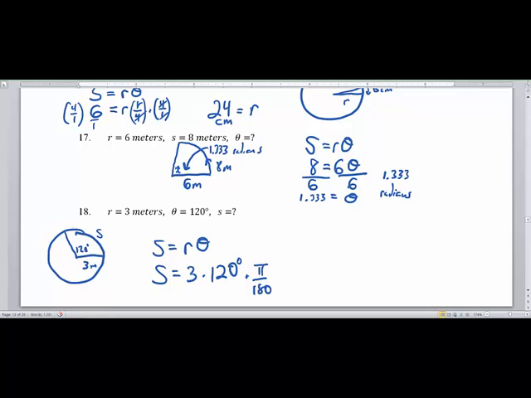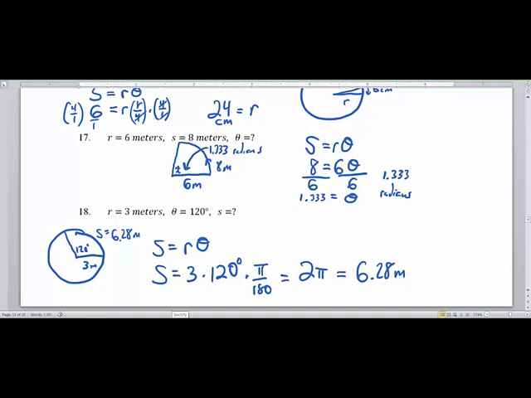So what happens is that the 3 times 120 divided by 180, this numerator here, 3 times 120 is 360. And 360 divided by 180 is 2. So again, you get an answer of 2 pi. So that's approximately 6.28 meters. So this S is equal to 6.28 meters. All right? That is the decimal approximation of how much crust you have.